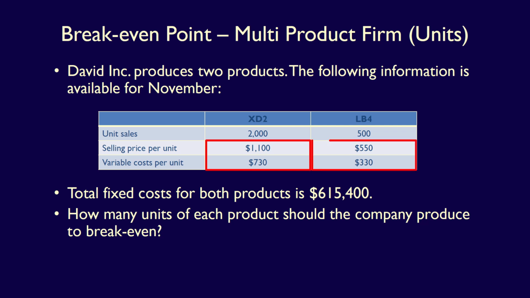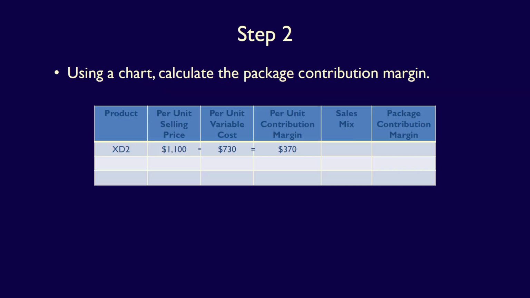For LB4, unit selling price is $550 and the variable cost per unit is $330. We can now use this information to fill in the chart. XD2 per unit selling price $1,100 and per unit variable cost $730. The per unit contribution margin is $1,100 minus $730, which is equal to $370 per unit.